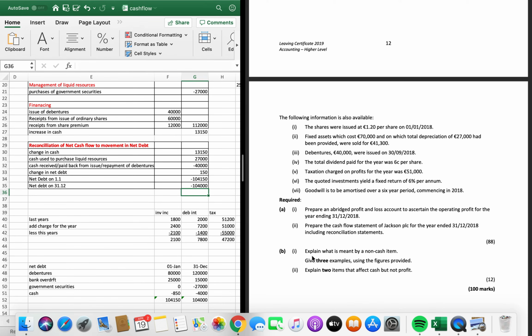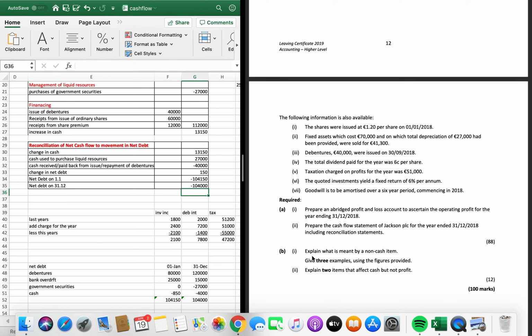Explain what is meant by a non-cash item. A non-cash item is something that affects the profit and loss account but does not affect your cash balance. The examples of non-cash items are depreciation, change in bad debt provision, bad debt written off, and goodwill written off. So there's examples for you.